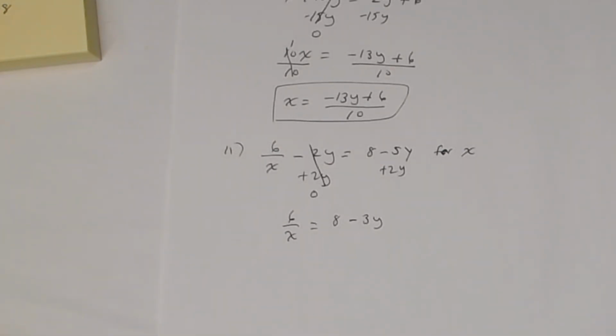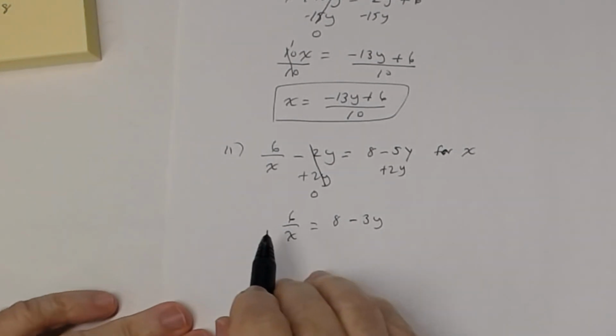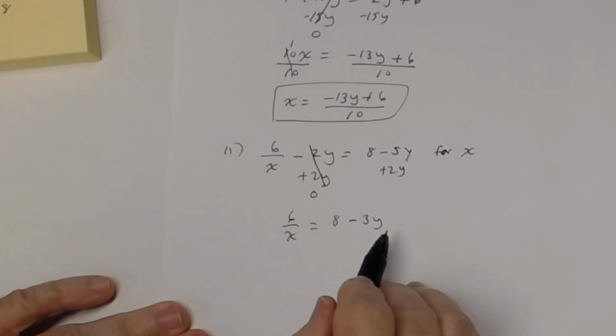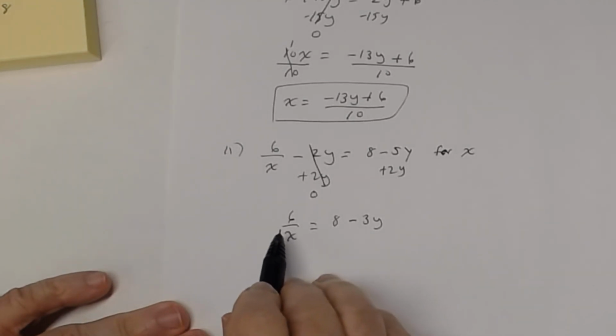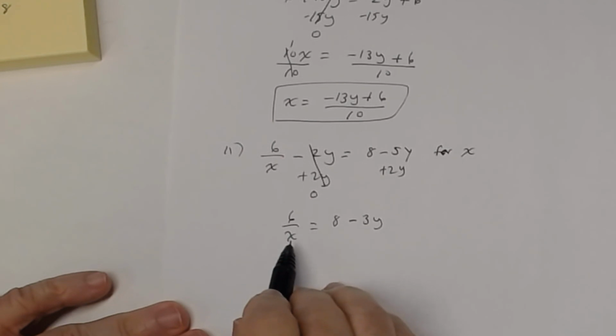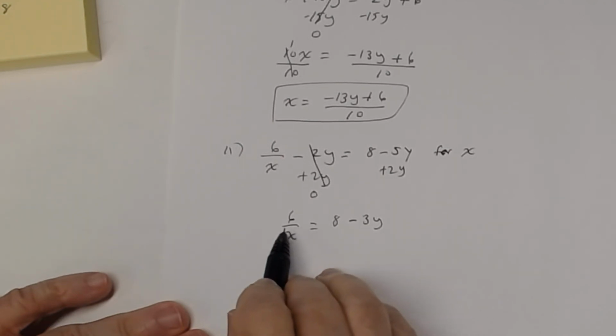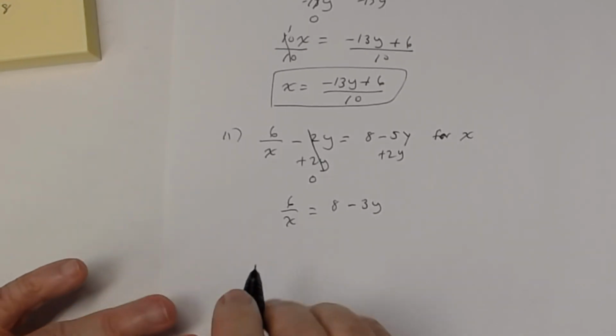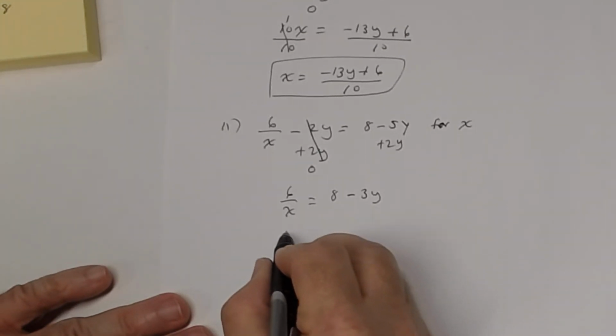Okay? All right. Now, at that point, here's what I would do. The variable I'm looking for is in the denominator, so let's go ahead and clear those fractions. To get rid of this factor of x that's in the denominator, let's multiply both sides by x. So let's go ahead and do that. Let's multiply both sides by x.